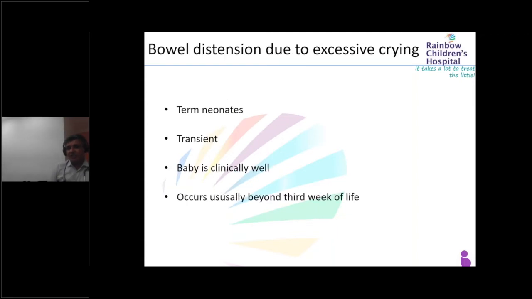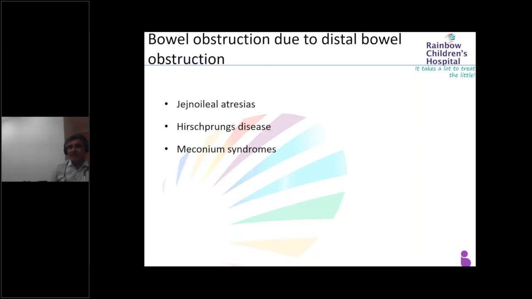So if the distension is due to excessive crying, it usually subsides on its own. It is usually seen in term babies. It is usually transient and the baby is clinically otherwise well. And it usually occurs once the baby is around 3 to 4 weeks of age. It doesn't present in the first few days of life.